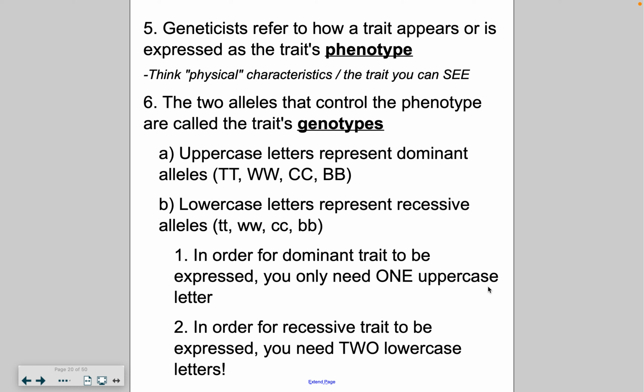So how a trait appears or is expressed in an organism is called the phenotype. Okay, phenotypes are what you can see on the organism. So for example, let's just say brown eyes, that's a trait that you can see, but you can't tell if that person is like 2 big B's for brown, like purebred brown, or maybe they're hybrid. Okay, so phenotype is the trait you can see. So the 2 alleles that control the phenotype we call the genotype.